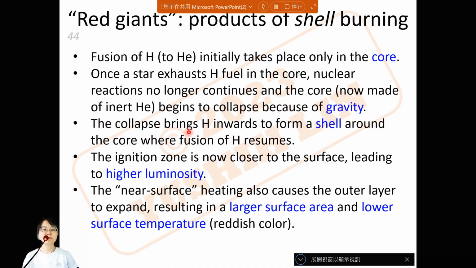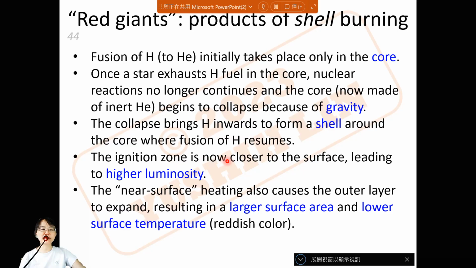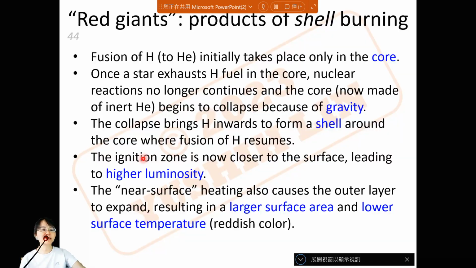The collapse brings more hydrogen inwards to form a shell around the core where fusion of hydrogen resumes. Resumes means restart. So now we have a hydrogen burning shell. The ignition zone is now closer to the surface. This will lead to a higher luminosity. So you see that for a red giant, compared to the main sequence star like our sun, it will have higher luminosity because the ignition zone is now closer to the surface.